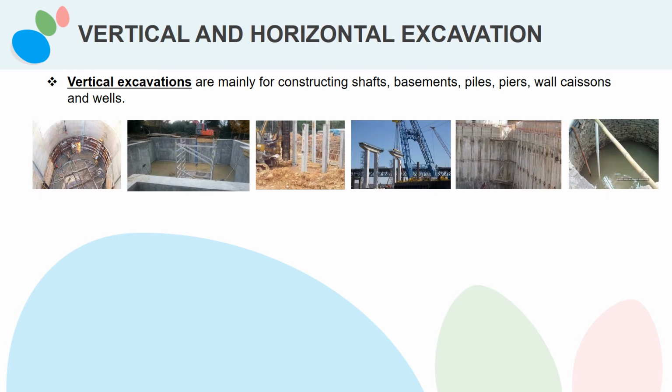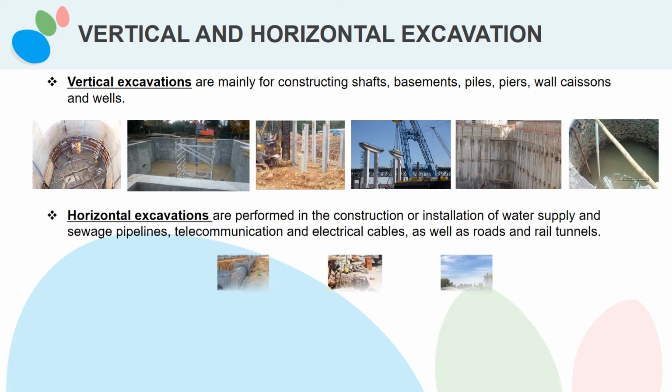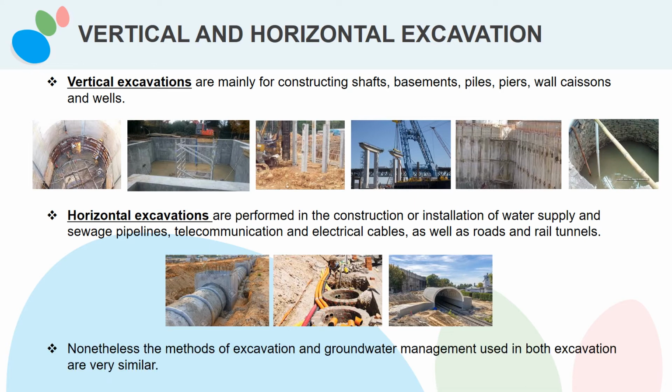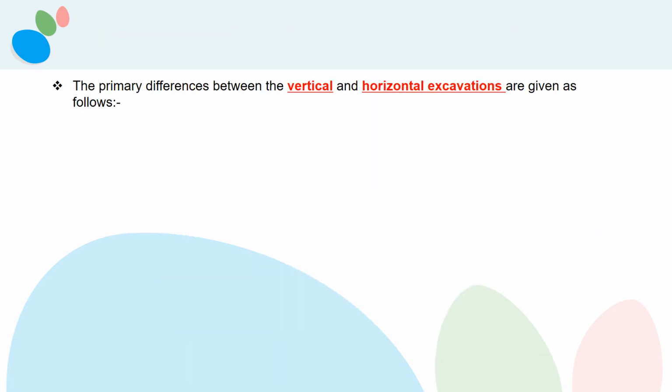Vertical excavations are mainly for constructing shafts, basements, piles, piers, wall caissons and wells. Horizontal excavations are performed in the construction or installation of water supply and sewage pipelines, telecommunication and electrical cables, as well as roads and rail tunnels. Nonetheless, the methods of excavation and groundwater management used in both excavations are very similar. The primary differences between the vertical and horizontal excavations are given as follows.